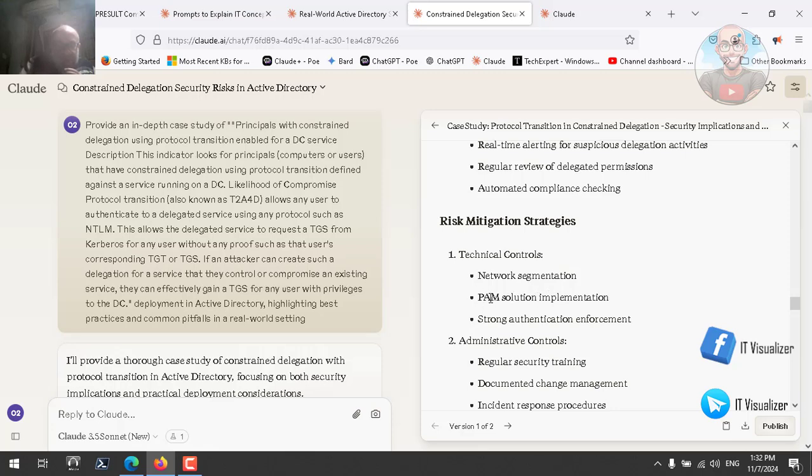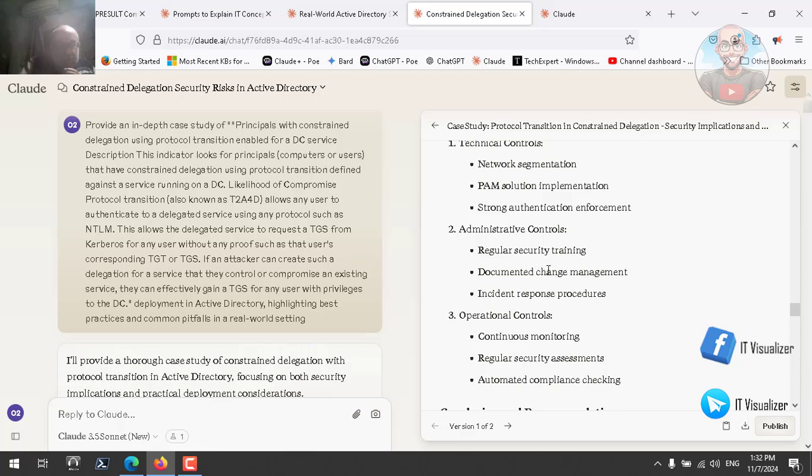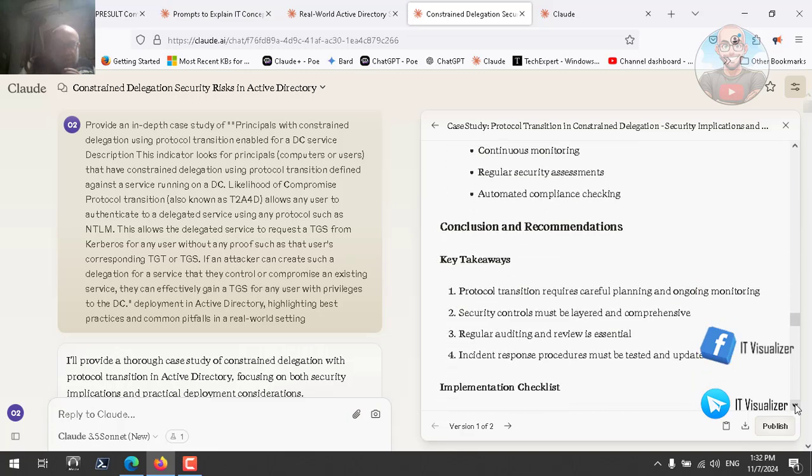PAM, privilege access management solution. Okay, strong authentication, training for your IT, document change management. If you need to do any changes, create a service account, change a service account password or a database password. All of this should be documented. Incident response procedures.